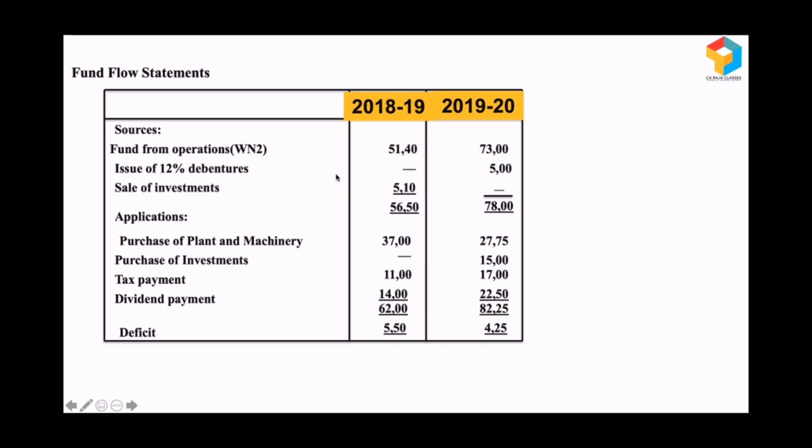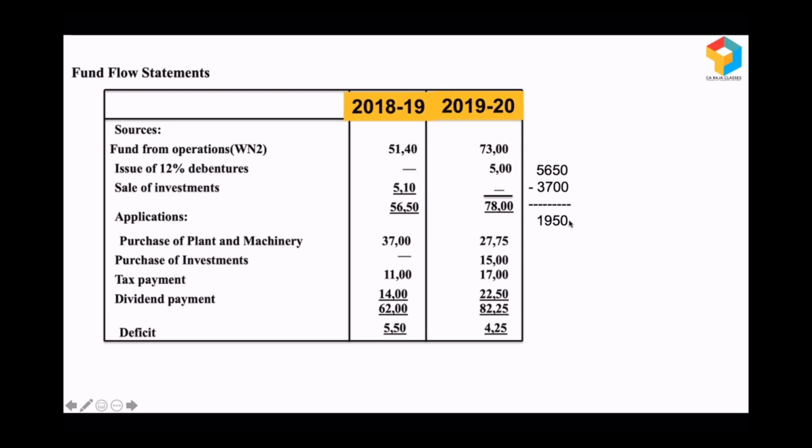Look, in 2018-19 they had long-term sources from operations and by selling investment of 5,650, and these are all their long-term uses. They purchased plant and machinery, they paid taxes, they paid dividend. So 5,650 was the source, 6,200 was the use, there was a deficit of 550. Let's analyze this. So what is the total source? It is this 5,650. When they had 5,650, they purchased plant and machinery. Since they had so much fund, 3,700 is okay, because even after paying all this, they'll have a surplus of 1,950.